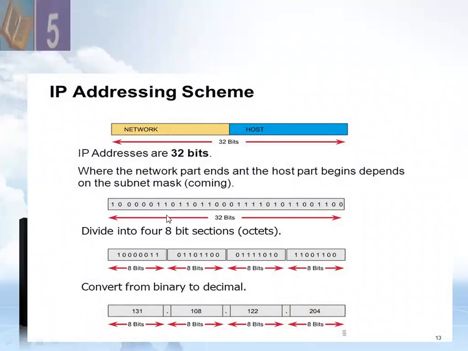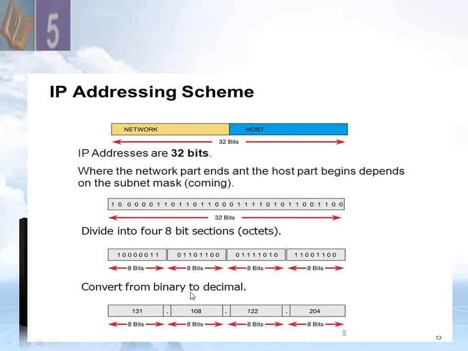Here you can view this is 32 bits, and we can separate these 32 bits into 8 bits, separated by dots. This is a graphical representation of one IP address. Here we have the continuous 32 bits. We can divide them into four 8-bit sections. These are called octets: this is the first 8 bits, this is the second 8 bits, then the third 8 bits, and the fourth 8 bits.